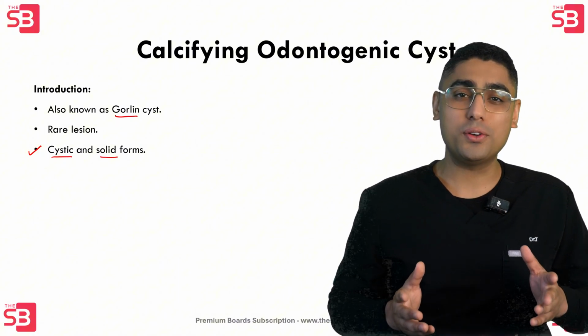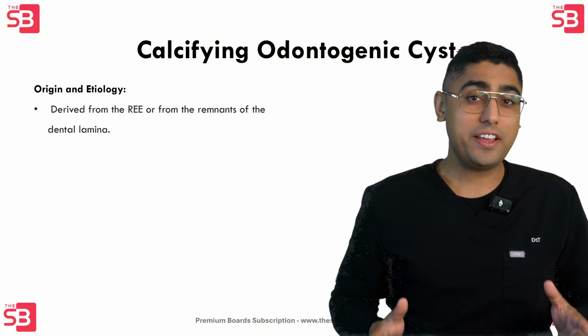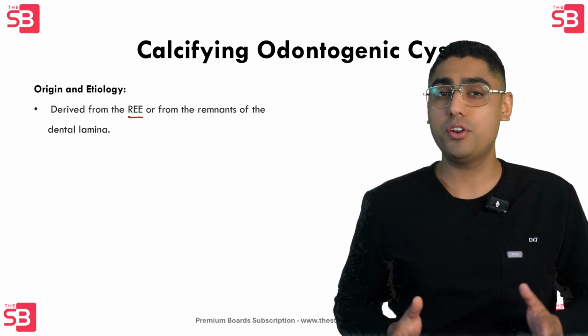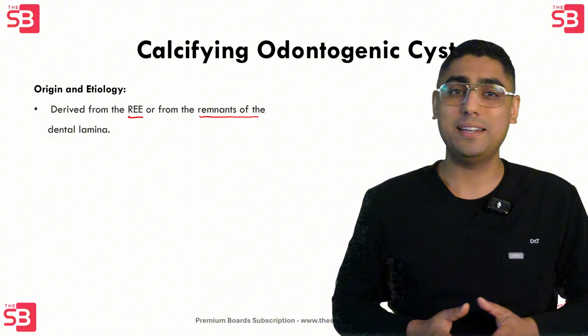Now let's talk about the origin and etiology. The calcifying odontogenic cyst originates from reduced enamel epithelium, or you can say cell rests of dental lamina.